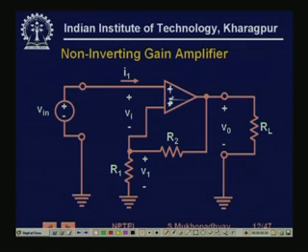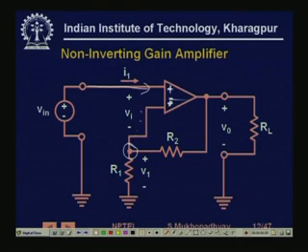Now no current is flowing into it. One of the plus points is that this amplifier has very high input impedance, equal to that of the basic op amp. By virtual ground, this potential is Vin, so this potential is also Vin. You can easily calculate, just by solving the DC network, that V0 will be given by 1 plus R2 by R1 into Vin.